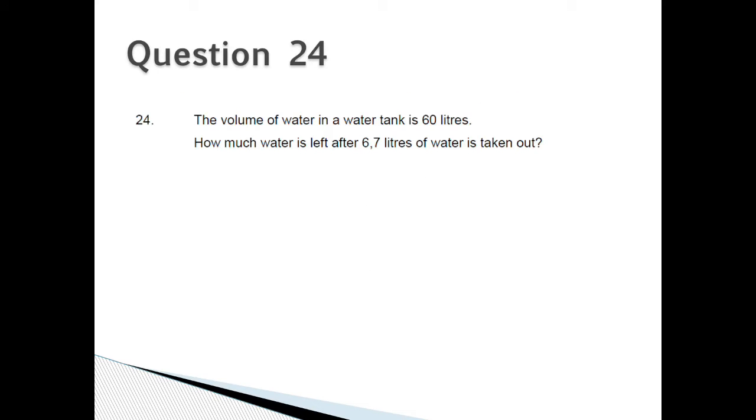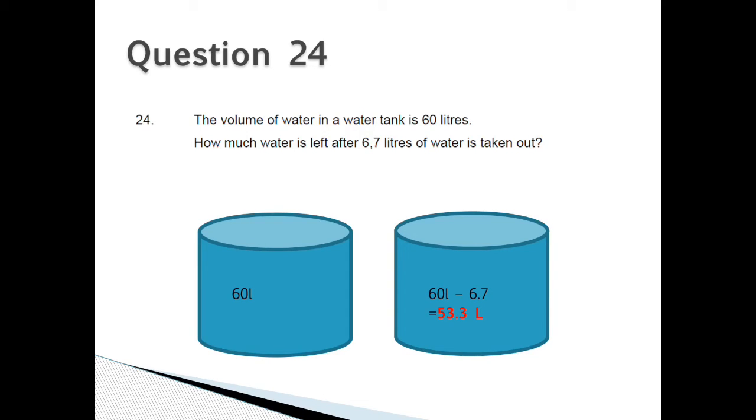Question 24. The volume of water in a water tank is 60 liters. How much water is left after 6.7 liters of water is taken out? If I started with 60 liters and I took out 6.7 liters, I would be left with 53.3 liters.